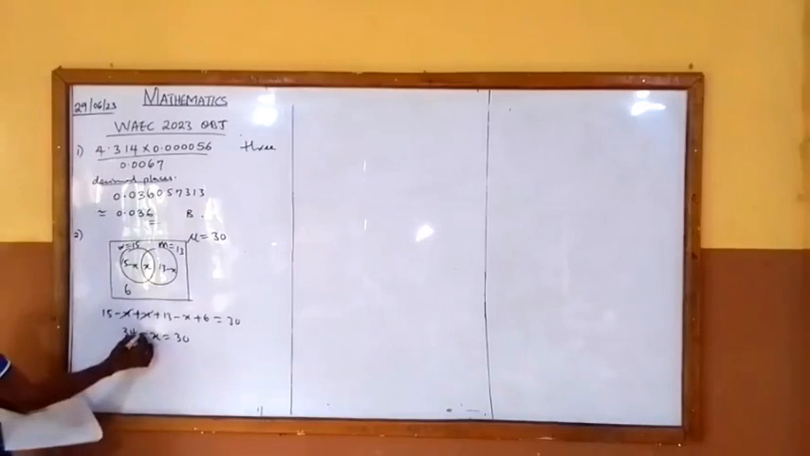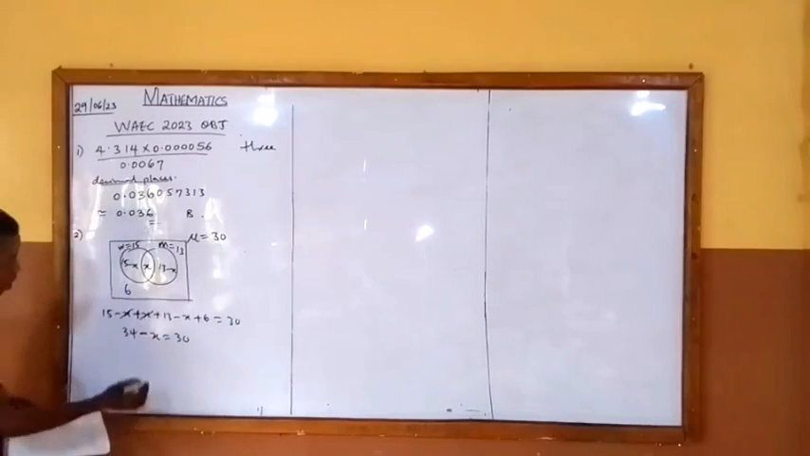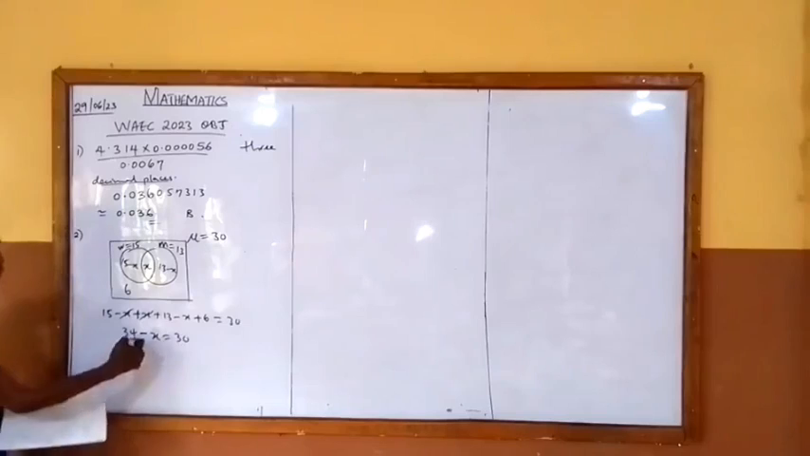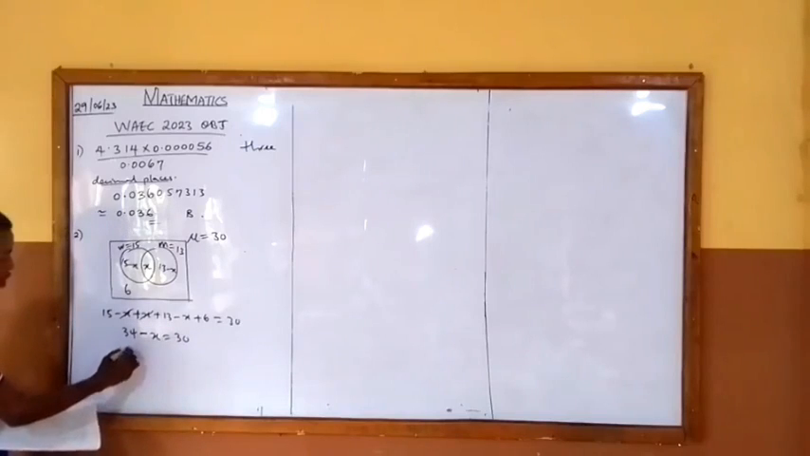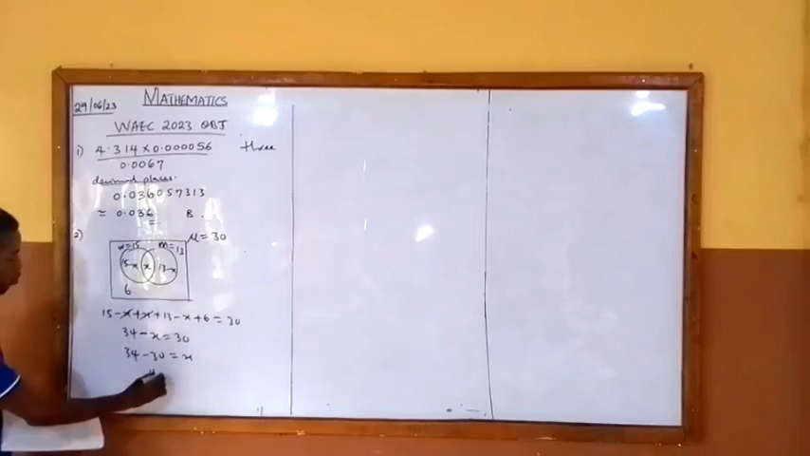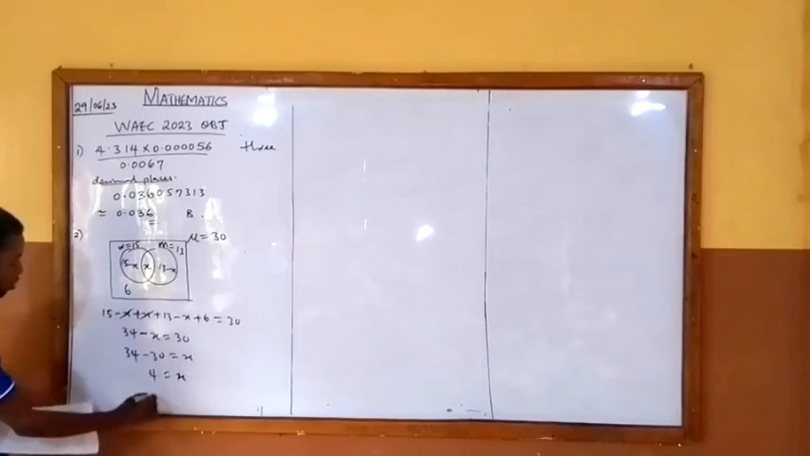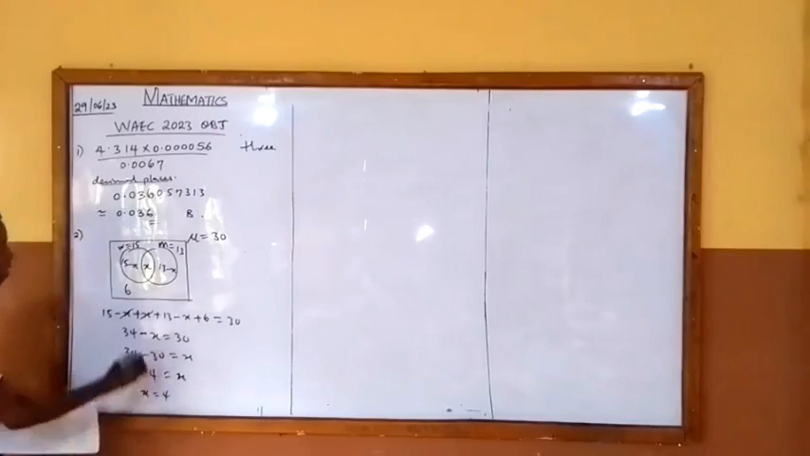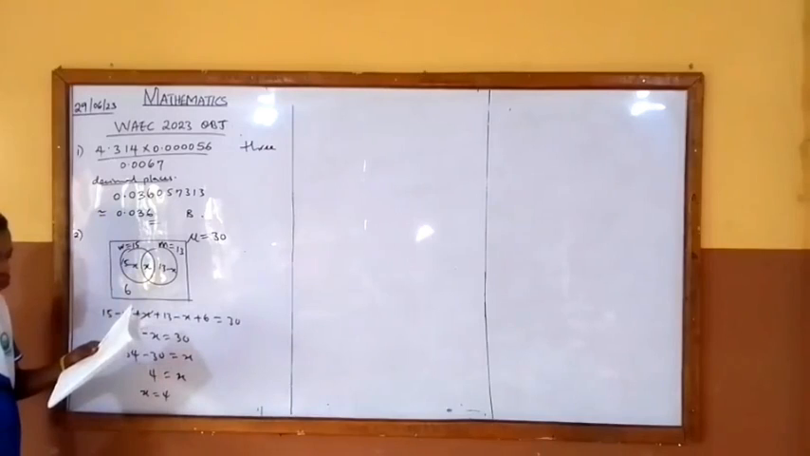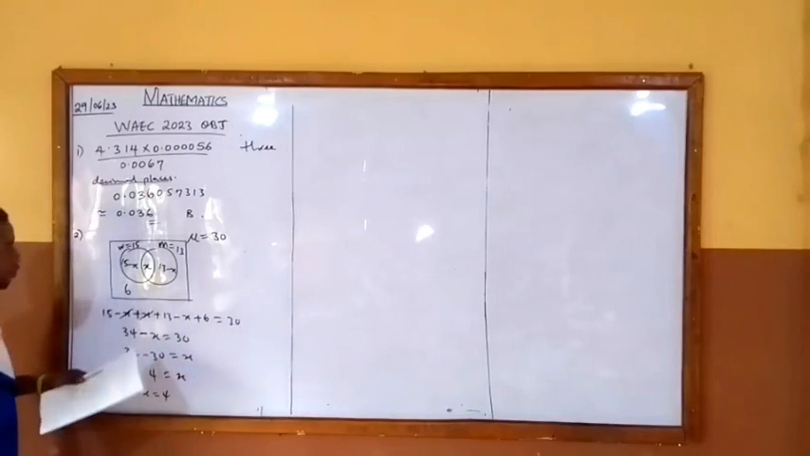Since I'm finding X, I can take this minus X to the other side so that it becomes plus, then carry this 30 to this side to become minus 30. So we now have 34 minus 30 equals X, and therefore 4 equals X. That is, your X is 4. You've known that your X is 4, and they asked how many students study woodwork but not metalwork.